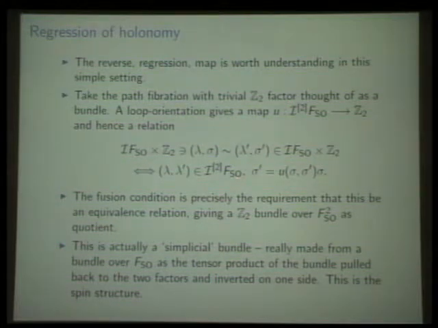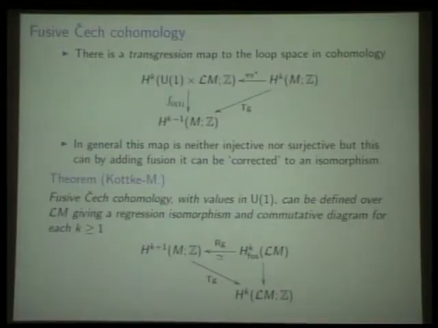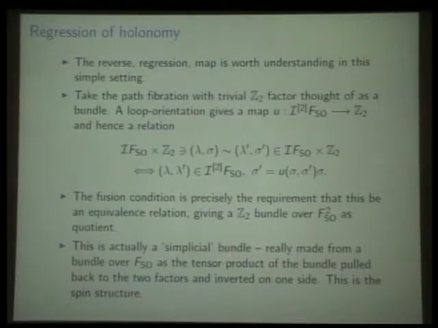It doesn't descend to FSO, of course. It descends, this should have a bracket around it, to the fiber product of this thing with itself. You've got two copies because you've got two ends of a path. So this actually turns out to be a simplicial bundle, which means it's a bundle over the fiber product of this with itself, but it really is just the pullback of a bundle from each factor, tensor inverse on one side, tensored together. So it's just simplicial. It really is a bundle over FSO. So this is the proof of Stolz and Teichner's theorem.